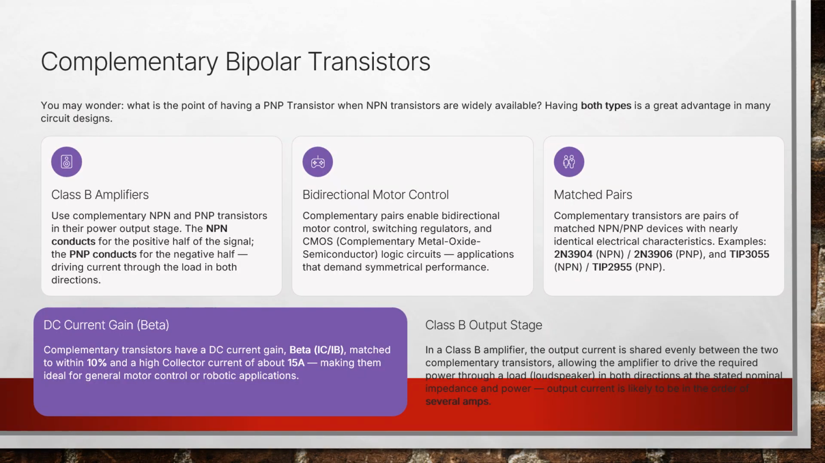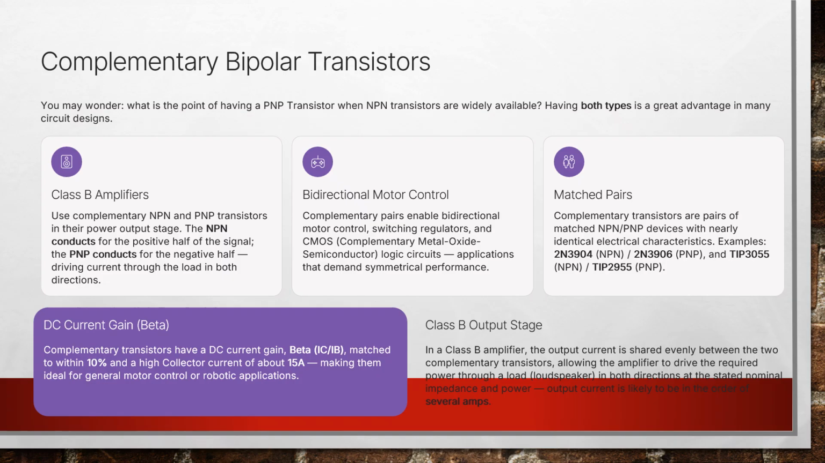Complementary bipolar transistors. You may wonder, what is the point of having a PNP transistor when NPN transistors are widely available? Having both types is a great advantage in many circuit designs. Class B amplifiers use complementary NPN and PNP transistors in their power output stage. The NPN conducts for the positive half of the signal, the PNP conducts for the negative half, driving current through the load in both directions.